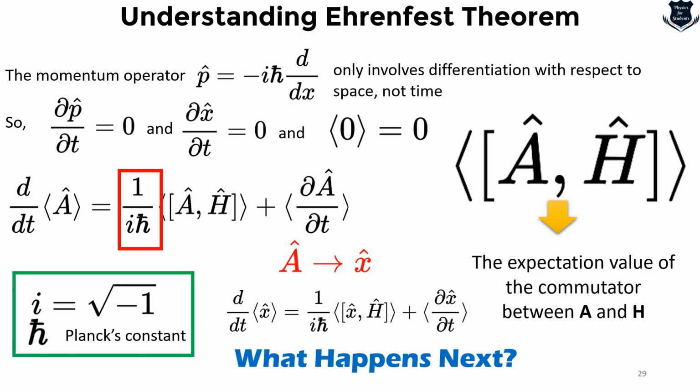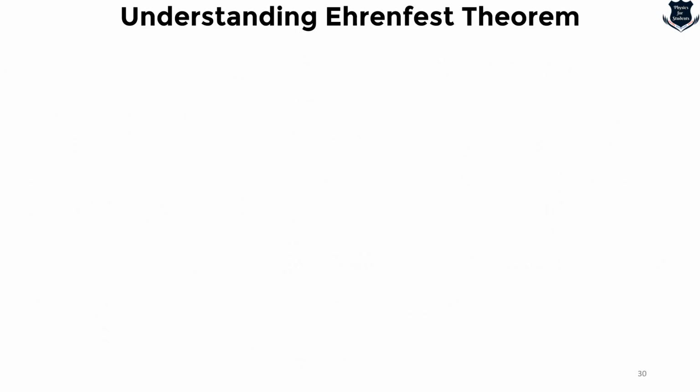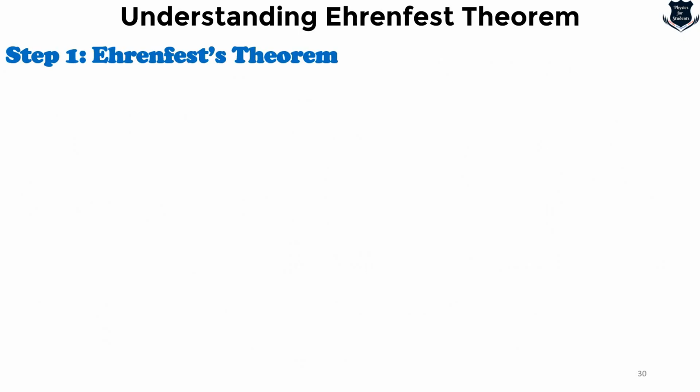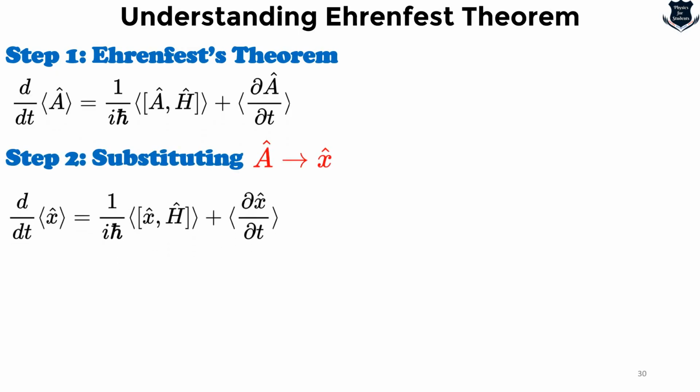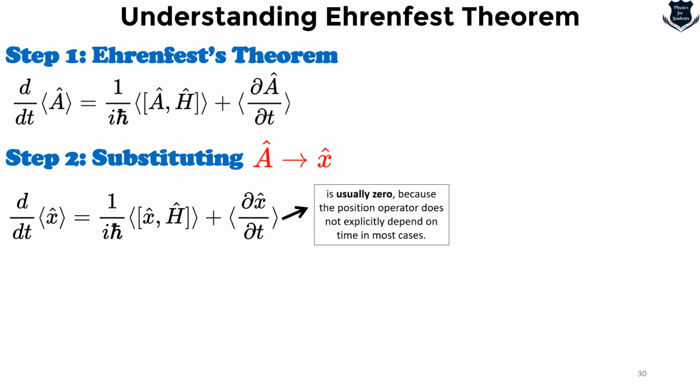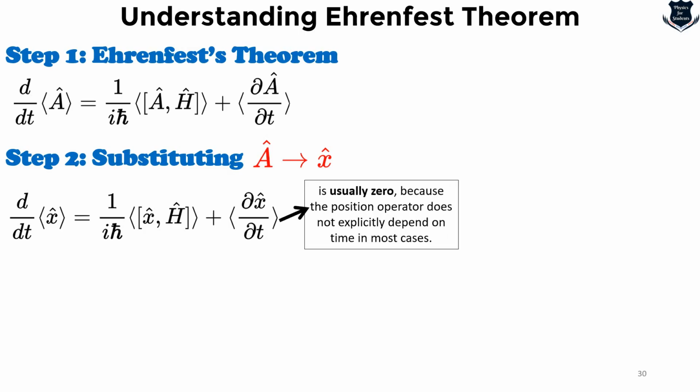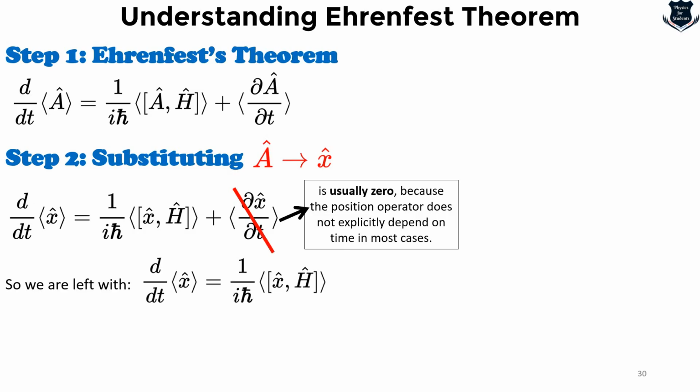So when we put the operator x in place of A, that is, we substitute x for the operator A, what happens is this. Number one, we take the Ehrenfest theorem, which we know as this. Now we substitute A with x, and what we get is this one. And this part is 0, because the position operator, as we have seen, does not explicitly depend on time. So it cancels out here, with a red cross, and we are left only with this part.